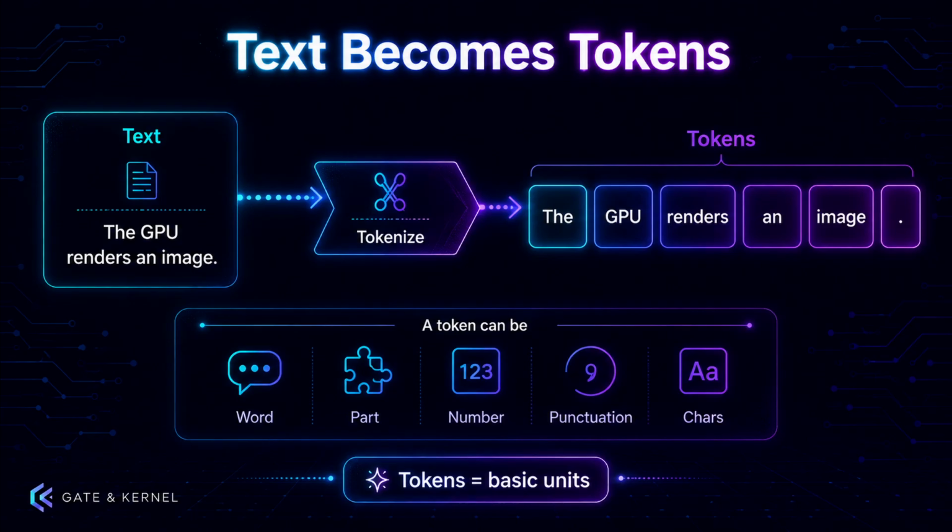One English word may correspond to one token, or it may be divided into several tokens. In other languages, a character, word, or punctuation mark may also become a separate token. A token is therefore not exactly the same thing as a word. Tokens are the basic units that an LLM reads and generates.